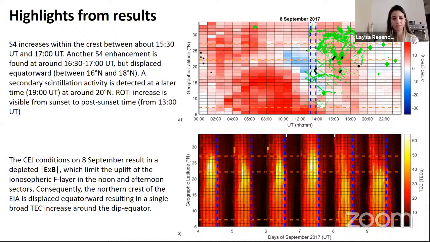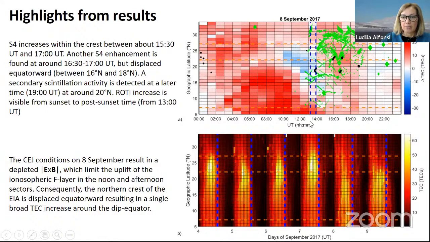From this study, we have seen that on 8th of September, there is the bulk of the irregularities formation. In this case, in green, we see the rate of TEC index greater than 0.5 TEC units per minute, and the black dots are related to S4 greater than 0.3. The sizes of the dots and of the diamonds are related to the intensity of these two quantities.